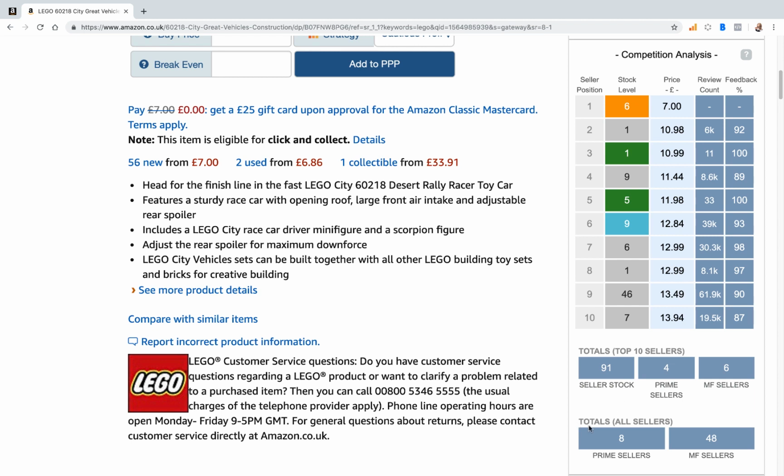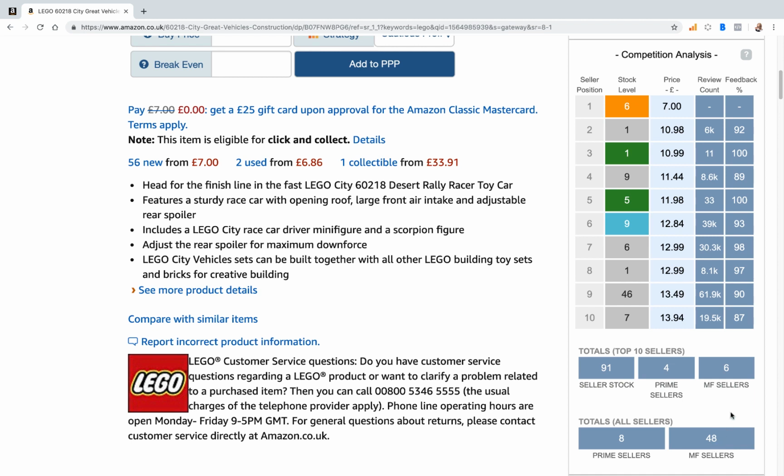But then it's also looked at the totals of all sellers, so not just the top 10, because this is obviously focusing on the top 10 sellers. This is telling you how many there are in total. So in total, there are 8 prime sellers and 48 merchant fulfilled sellers.